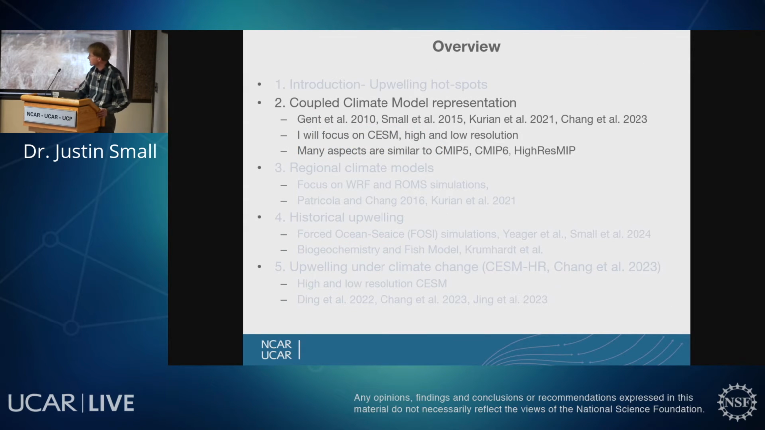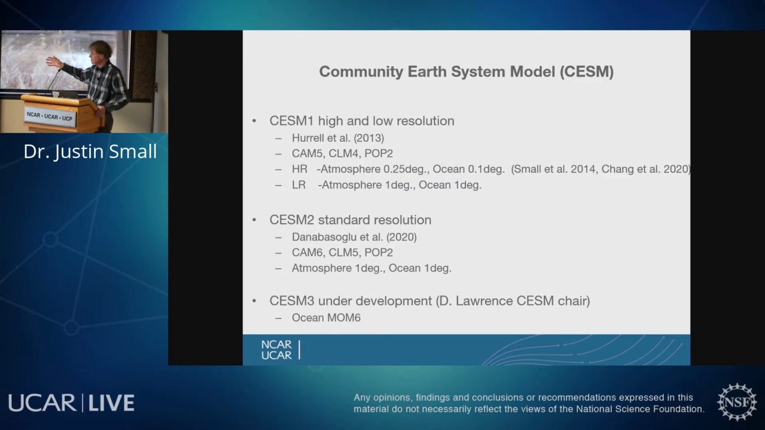So I should move on and now cover the coupled climate models. Work started, Peter Gent described some of these results from an earlier version, which was called CCSM4 then. Then we've had a series of papers led by myself, Jaison Kurian, and Ping Chang, which have looked at high and low resolution versions of the Community Earth System Model. Again, with some similarities to CMIP5, CMIP6 results. A word or two about the Community Earth System Model. Not everyone's familiar with this.